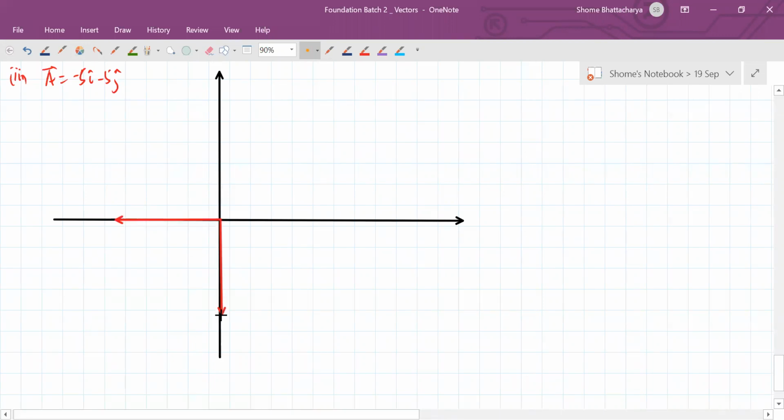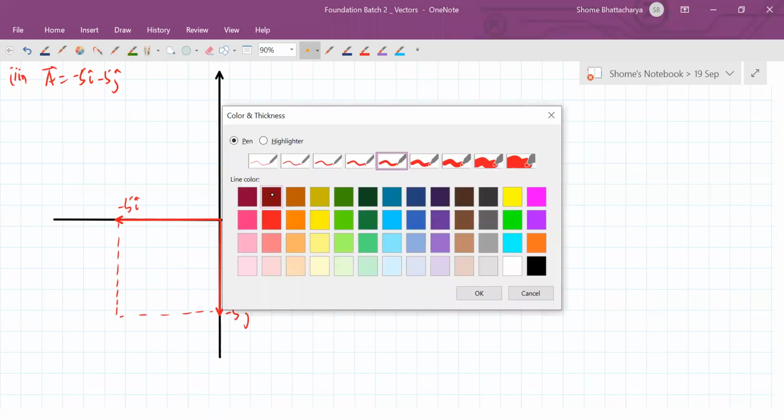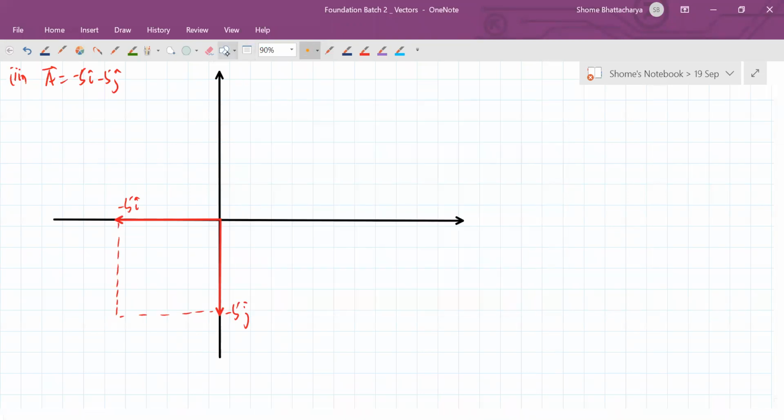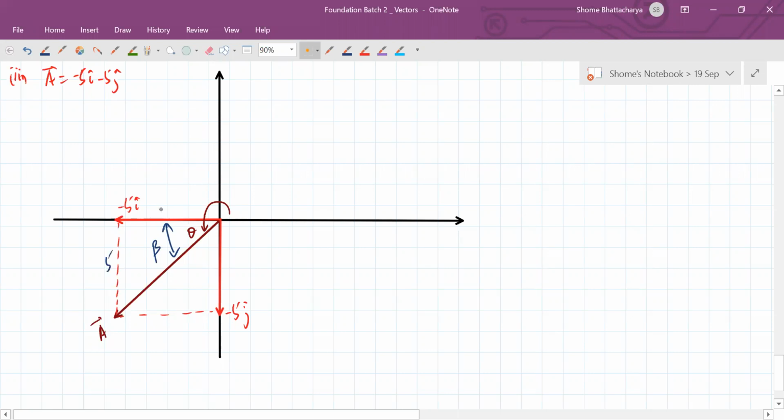See, we will look at it like this. So the vector itself will now become this. This is the vector here. And this is the angle theta. Okay. So now if you label this angle as beta, you can see this side is 5, this side is 5.